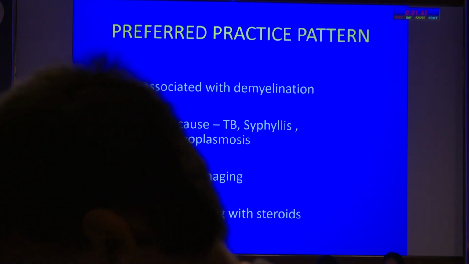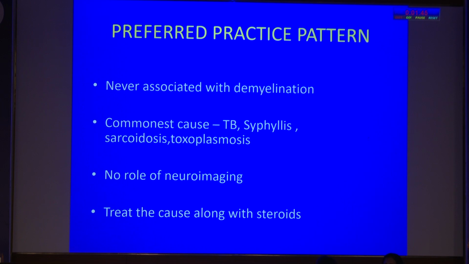The preferred practice pattern here is neuroretinitis is never associated with demyelination. The commonest causes in our country are TB, syphilis, sarcoid, and toxoplasma. No role of neuroimaging, and treat the cause along with steroids.